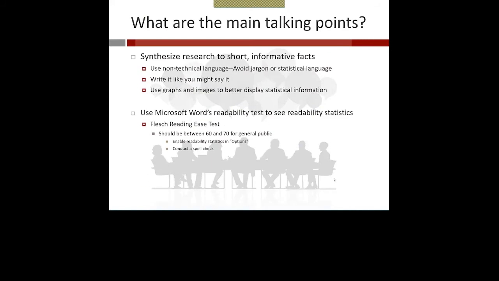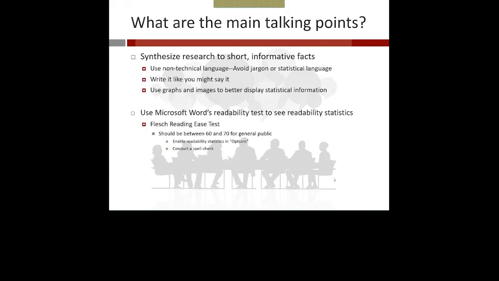All right. So also in thinking about communicating your findings, you want to think about what the main talking points are. And again, this would be important for a memo or a policy brief. You might not have to do this as much if you have a 30-page research report you can write. But if you're trying to distill it down to make it shorter for different audiences, you want to think about synthesizing your research into short, informative facts. It can be very important to use non-technical language and avoid jargon or statistical language that your reader may not be familiar with. I like to say, write it like you might say it.